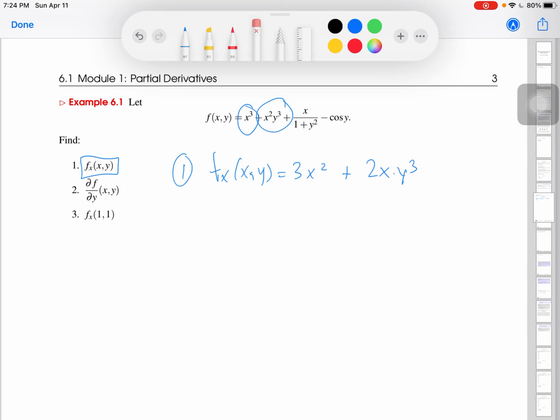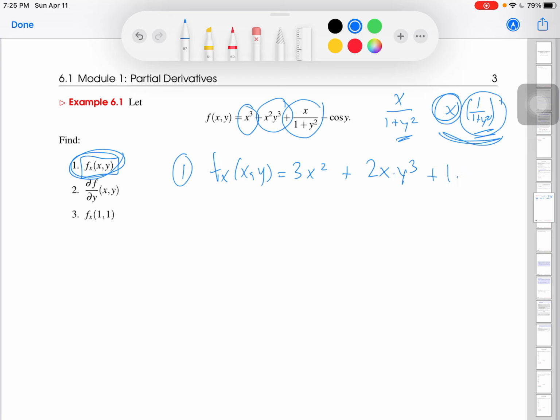So you can see how the rest of this is going to go. When I look at this term, even though it's x divided by 1 plus y squared, for the purposes of f sub x, y is constant. So this is x times a thing which we're thinking of as constant. So the derivative of this whole thing with respect to x is the derivative of x with respect to x, which is 1, times this constant, which is 1 over 1 plus y squared. And then this one is the easiest one. We're thinking of y as a constant. So cosine of y is also a constant. It's like saying cosine of 2. And the derivative of a constant is 0. So there's nothing left to write for f sub x. So this is my f sub x derivative.